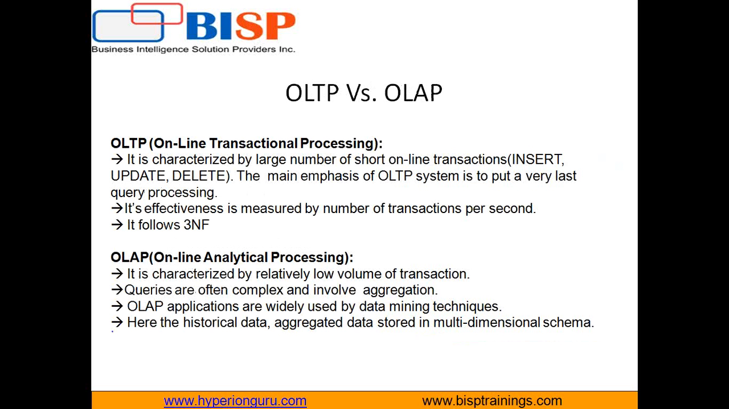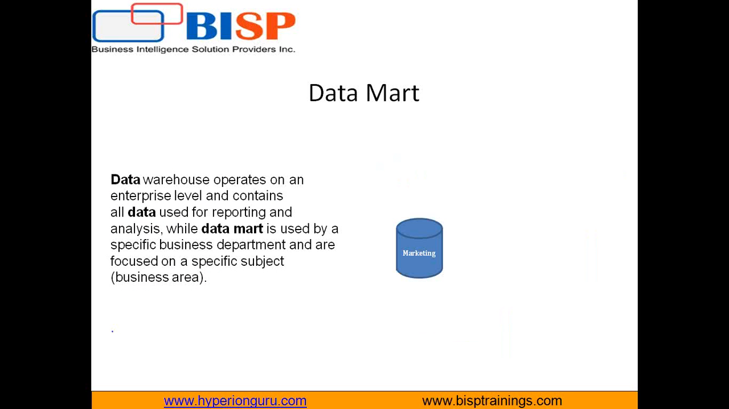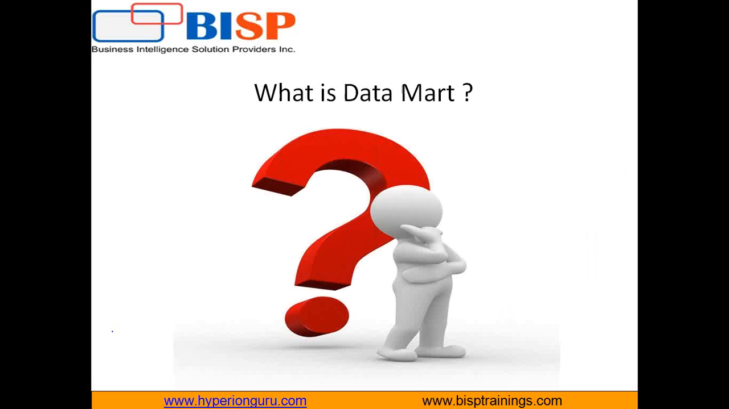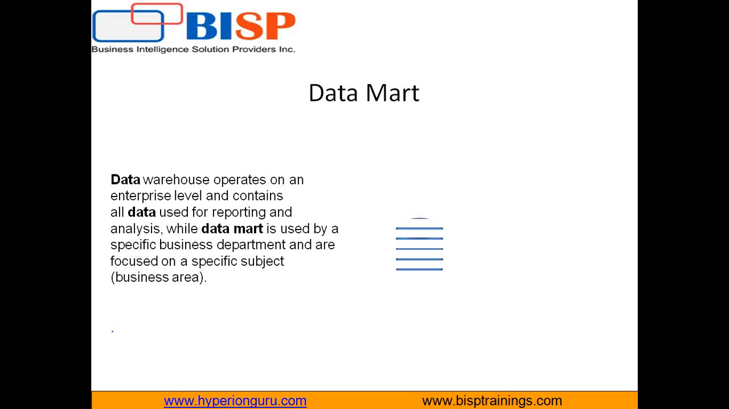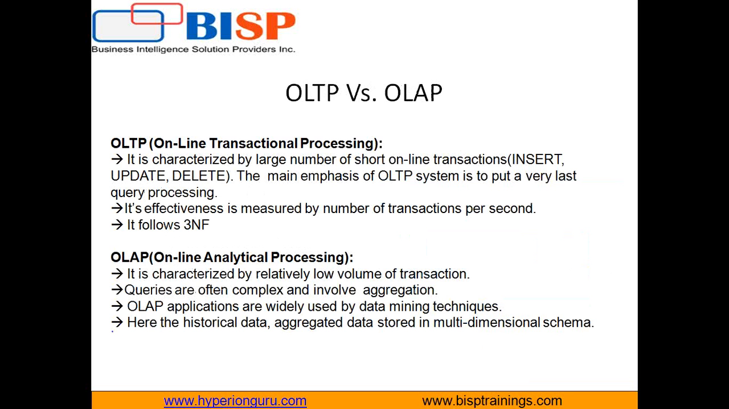Okay, so when we were discussing the characteristics of a data warehouse, we came to know that a data warehouse is time variant. Now, this comes to the concept of OLTP and OLAP. What is OLTP, what is OLAP, and why do we need them? OLTP means online transaction processing.